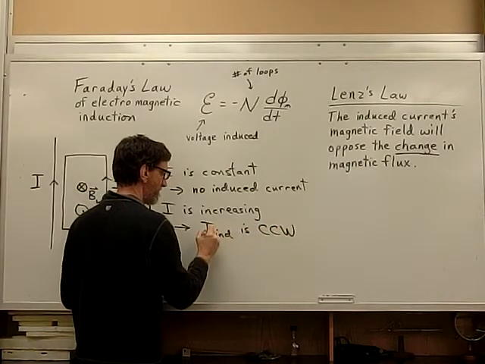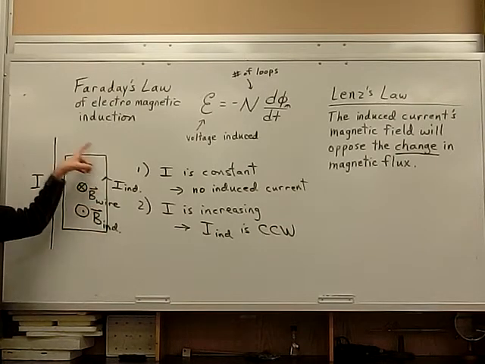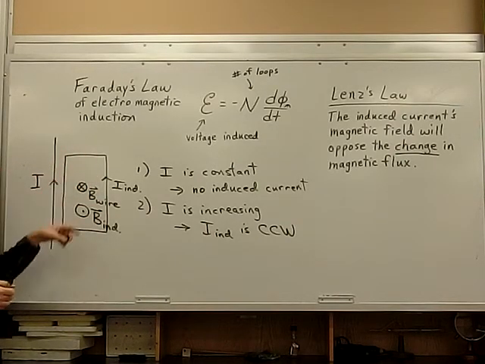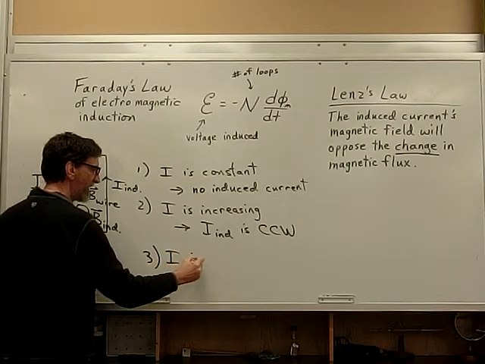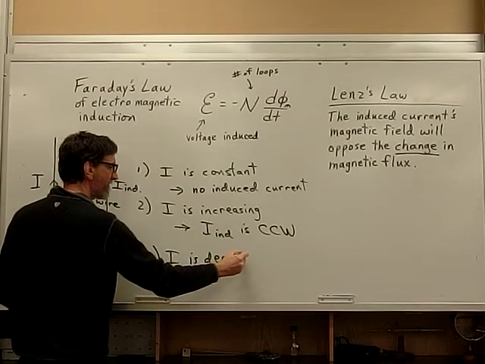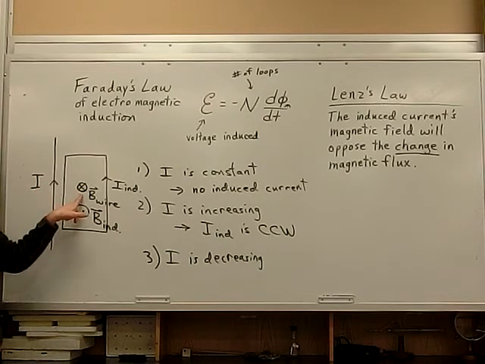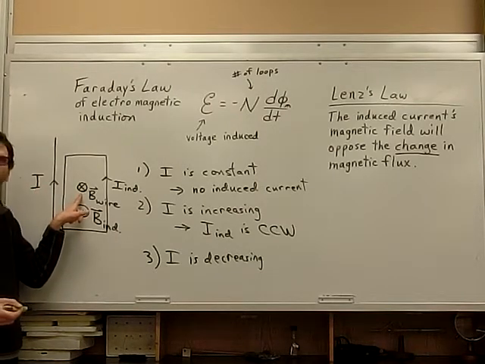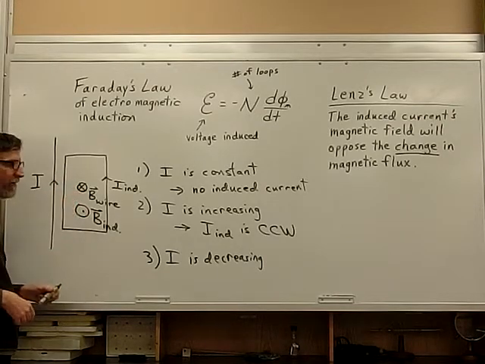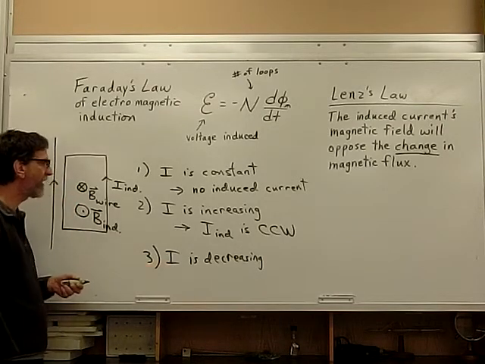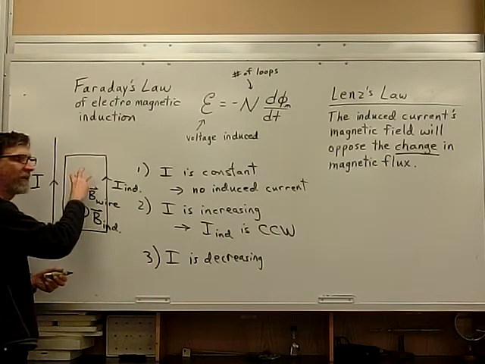Counterclockwise. Okay? CCW. So by simply changing this current, we're going to create current in this other loop that's going to flow counterclockwise. What would happen if I is decreasing? If the current in this wire is decreasing, that means this field is getting weaker with time. It's still poking in, the field of the wire, but it's getting smaller because the current's getting smaller. So that's a decrease in flux with the field going in, fewer and fewer field lines poking in.